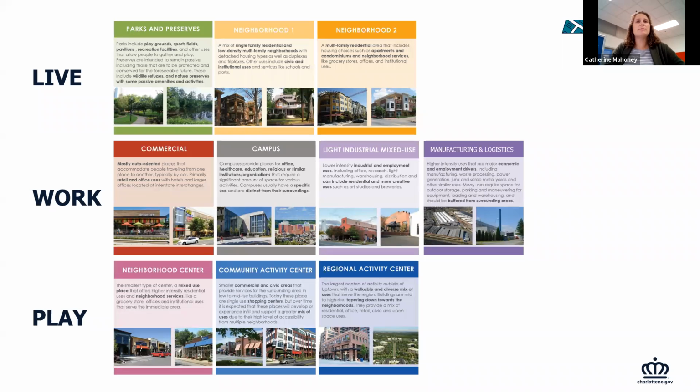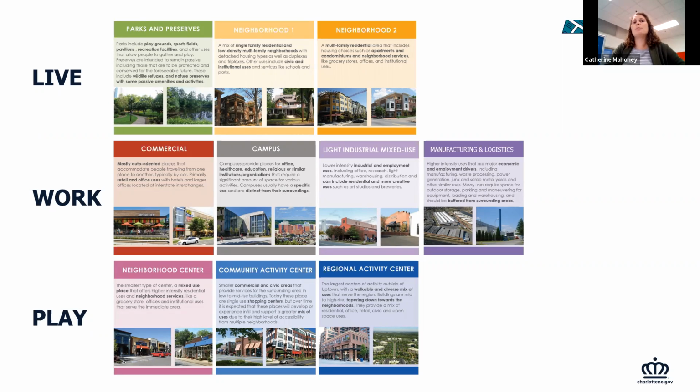The live place types include our parks and preserves. These are the larger green spaces in our community, as well as 2 predominantly residential places. Neighborhood 1 are your lower density residential places, while neighborhood 2 is higher intensity residential. And you might see some supporting services like ground floor retail and some of the apartment buildings.